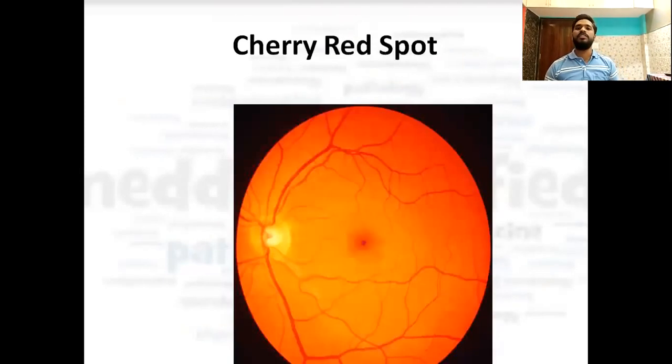Now talking about this cherry red spot, you can see one spot in the center. This is known as cherry red spot, and this is seen in CRAO.